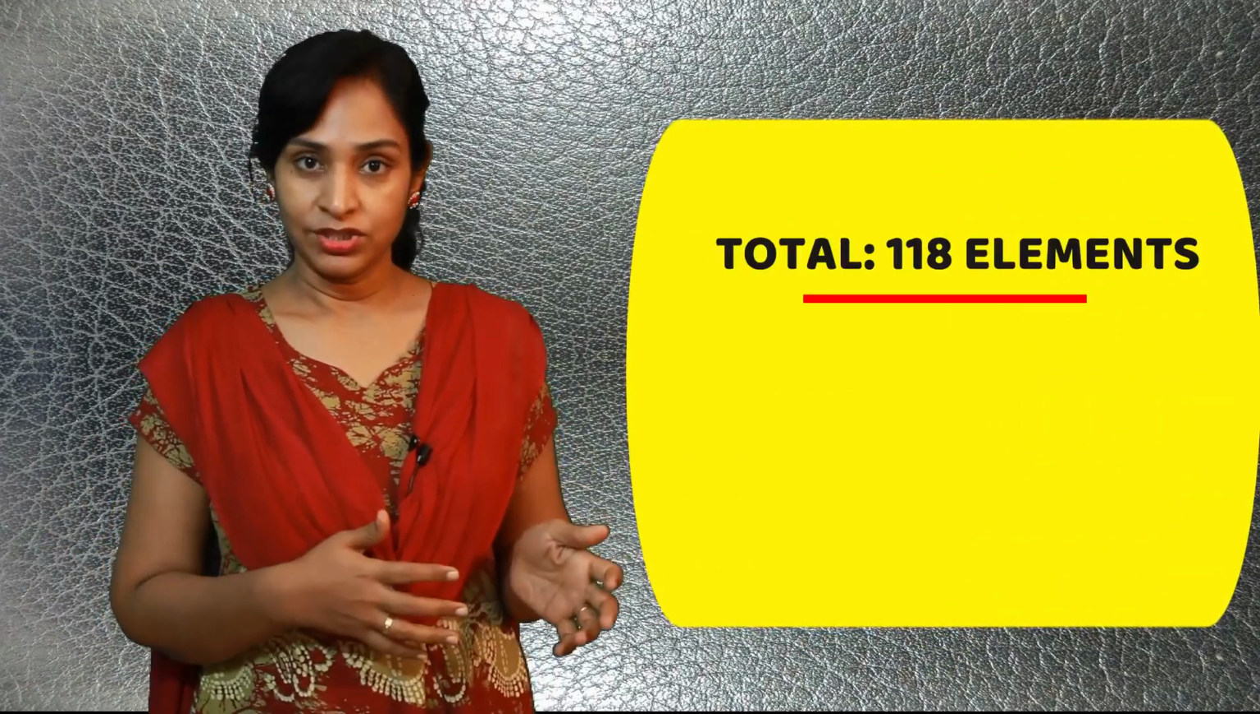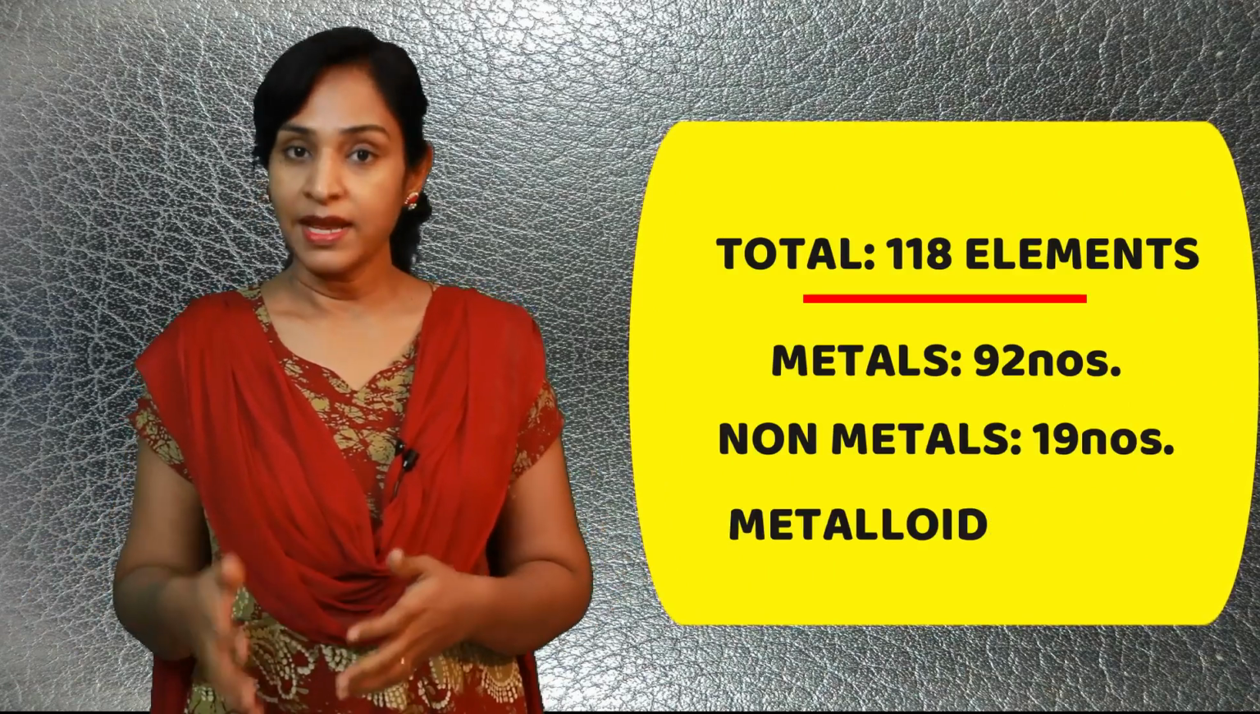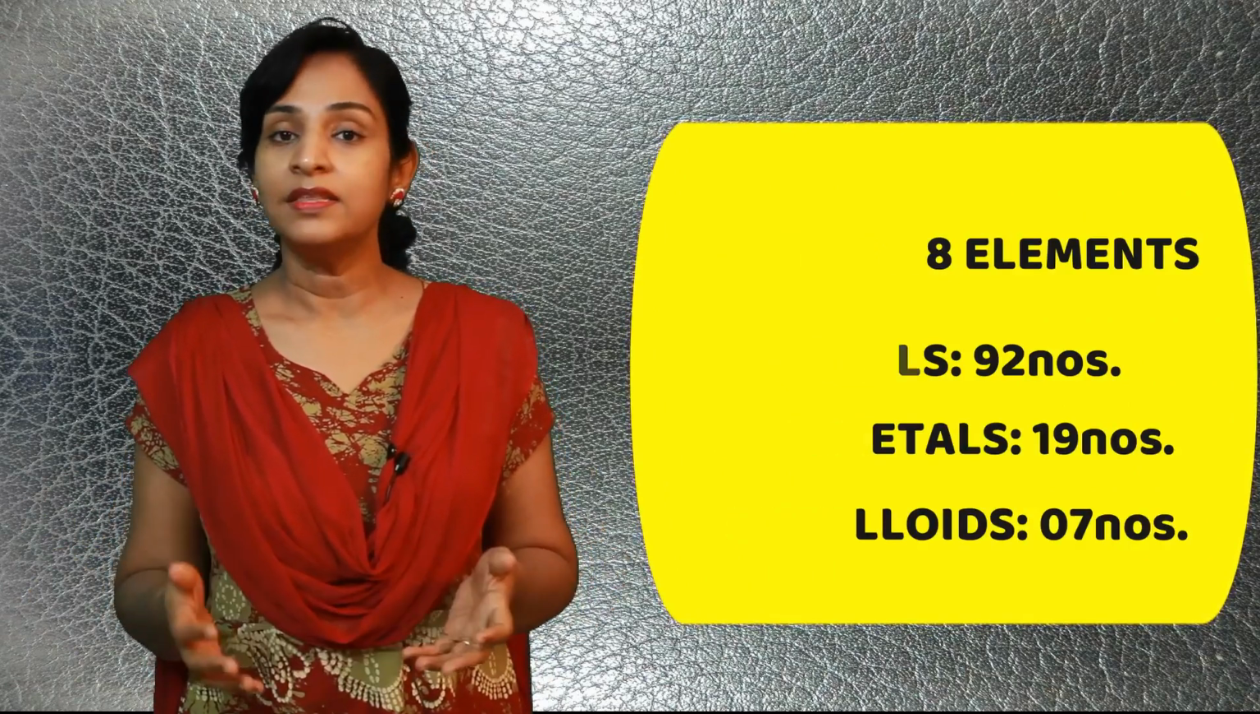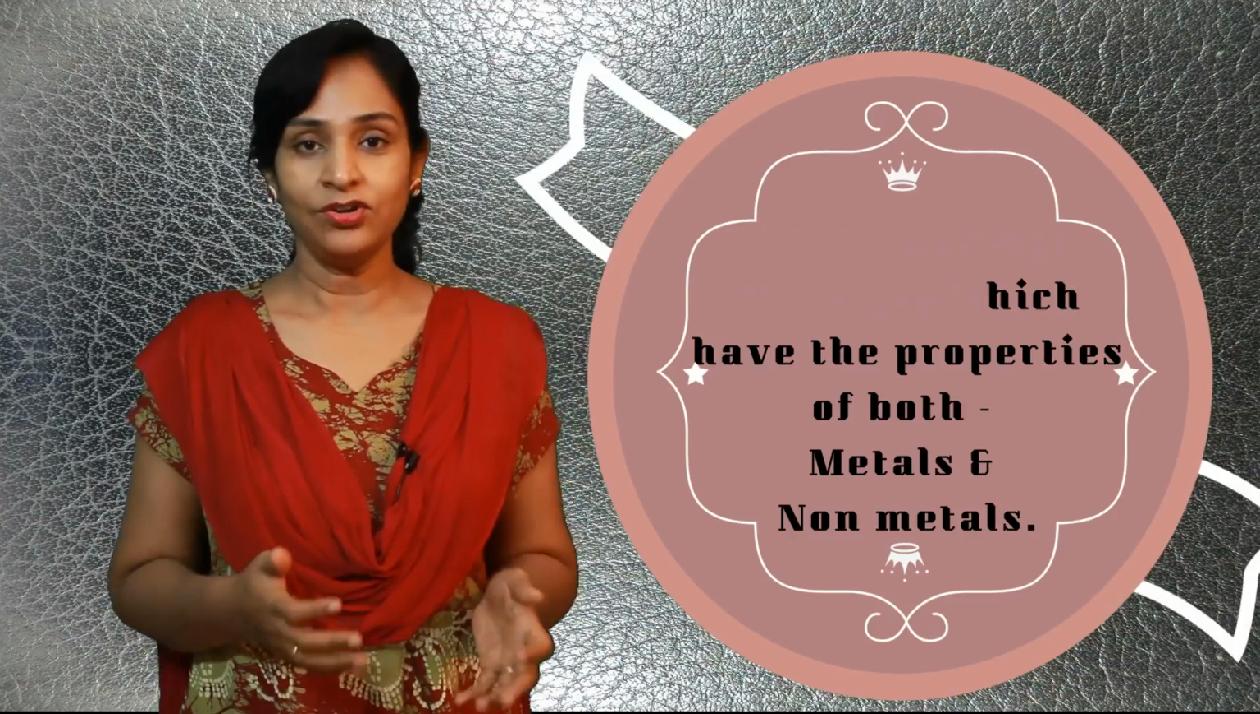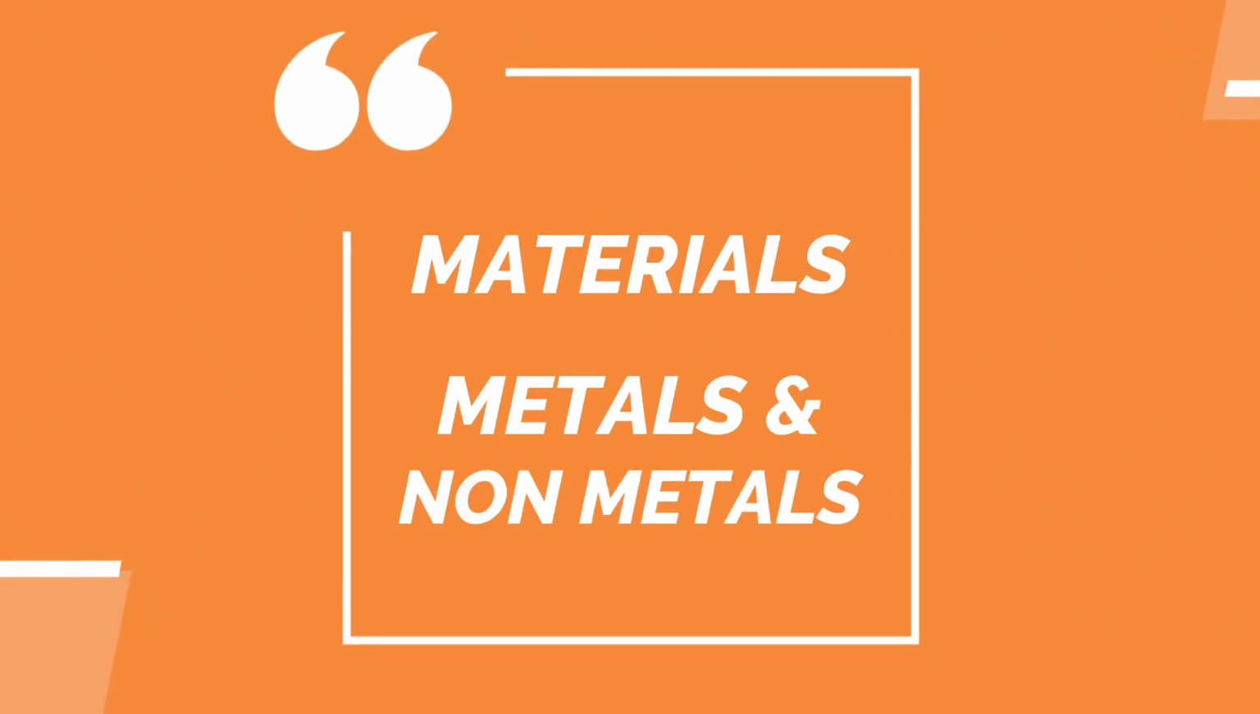Out of these 118 elements, 92 are metals, 19 are non-metals, and the remaining are called metalloids. Metalloids are the elements which have the properties of both metals and non-metals. Guess today's topic? It is materials, metals and non-metals.